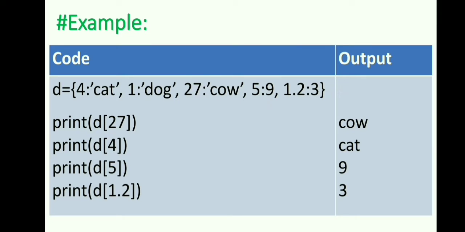Example. In this example, the dictionary's keys are 4, 1, 27, 5 and 1.2. The values for these keys are cat, dog, cow, 9 and 3 respectively. Here we have accessed the specific dictionary values by using their keys. The output for the keys 27, 4, 5 and 1.2 will be cow, cat, 9 and 3 respectively.